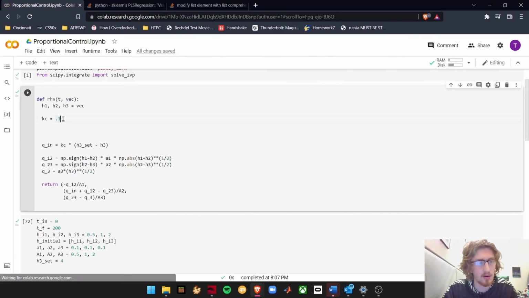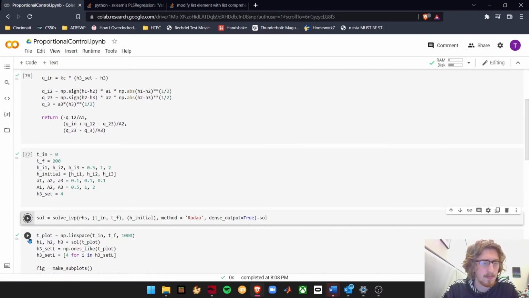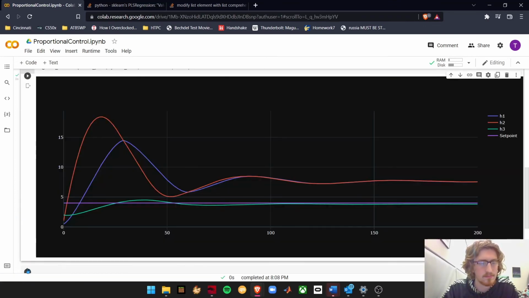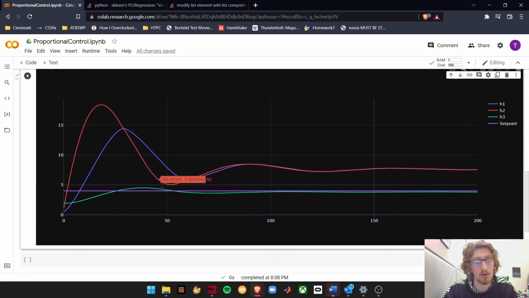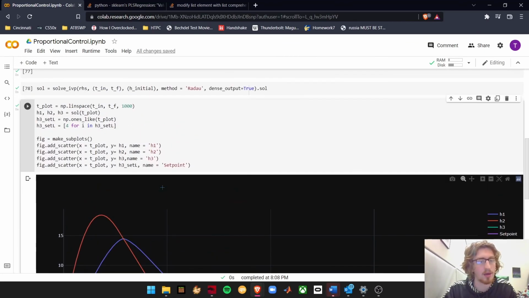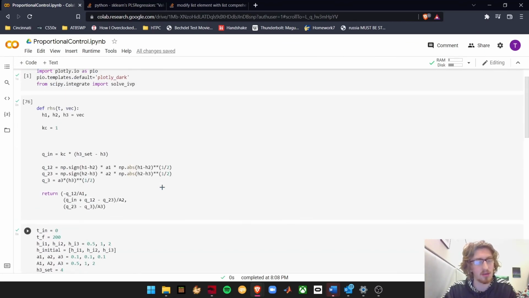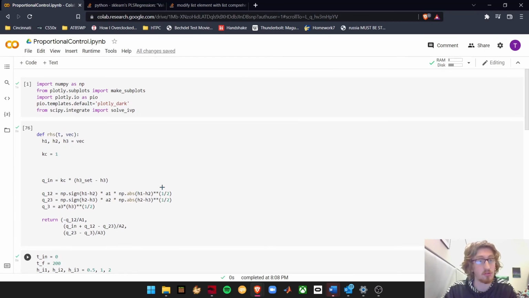So in reality, our set point, or our proportionality constant, might be something closer to like 1. And as you can see there, we end up getting fairly close to our set point. But anyways, that's how we can go and find, or not find, but simulate a 3-tank system using process control proportional control dynamics.